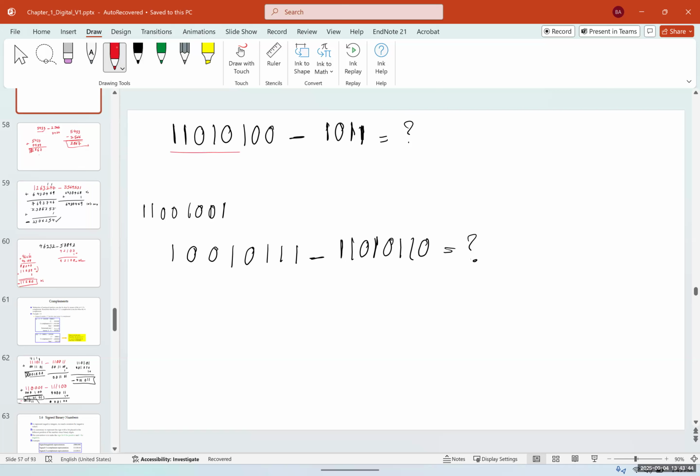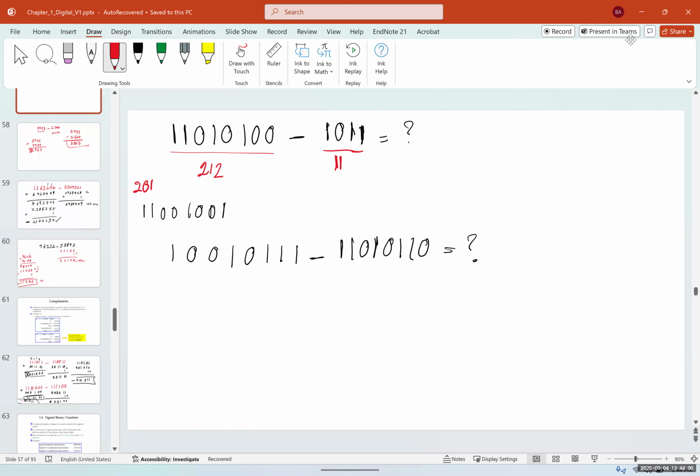If I convert the first one to decimal, what would it be? It's going to be 212. You can double check it. And the second one is going to be 11. 8 plus 3 is 11. So the result, if you want to do it, is going to be 201. Yes.